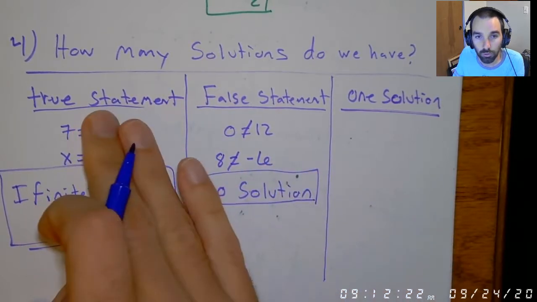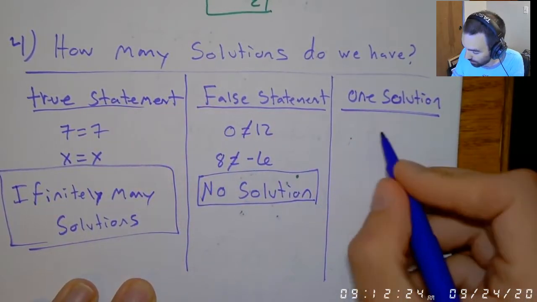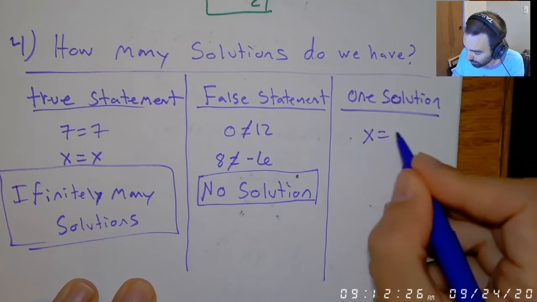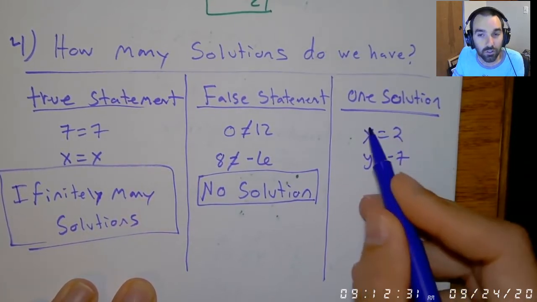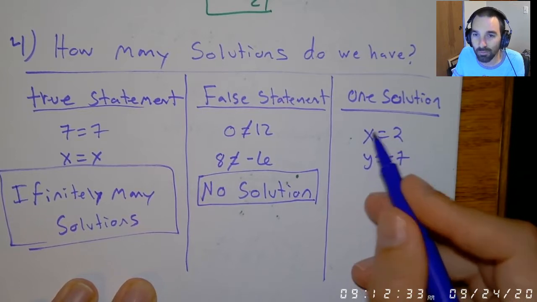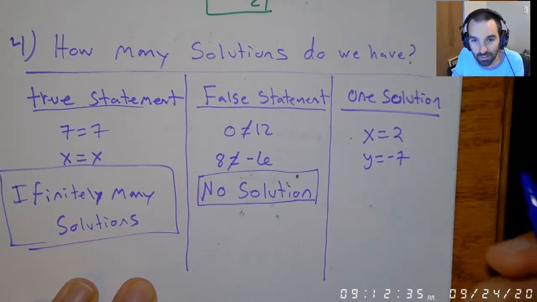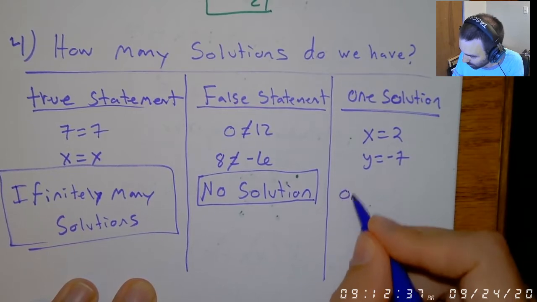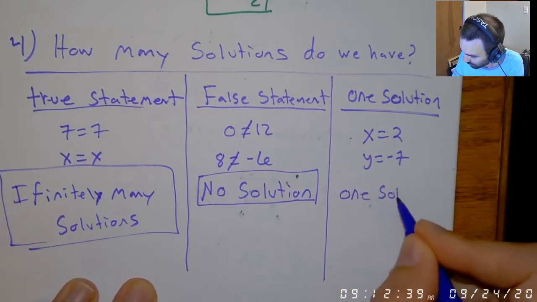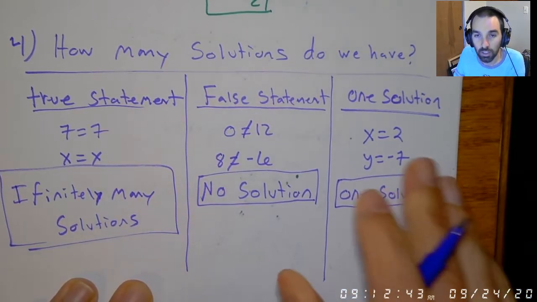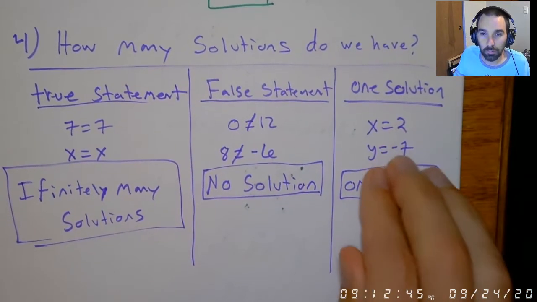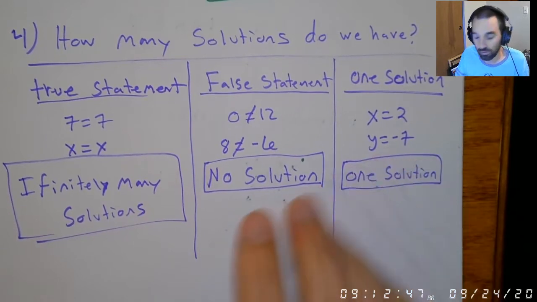Okay, so we have true, false, one solution. To have one solution, that's just like x equals 2 or y equals negative 7. You get your variable down, it just equals something. So we say this is one solution.